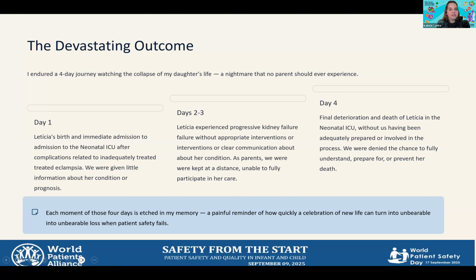Okay, sure. So the devastating outcome: I had a bad first day, a bad 2-3 days, and sadly, with that deterioration that was not considered, my daughter died in the ICU without us having been seen, prepared, and involved in the process. We were denied the chance to fully understand and prepare for her death. Each moment of those 4 days adds to my memory a painful reminder of how quickly a celebration of new life can turn into unbearable loss when patient safety fails. Next slide, please.